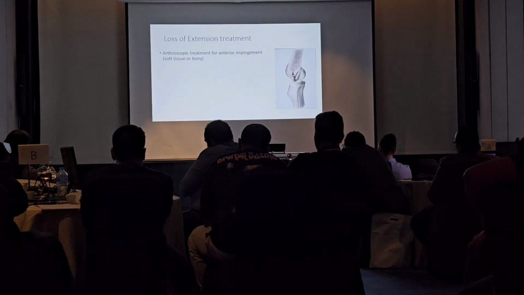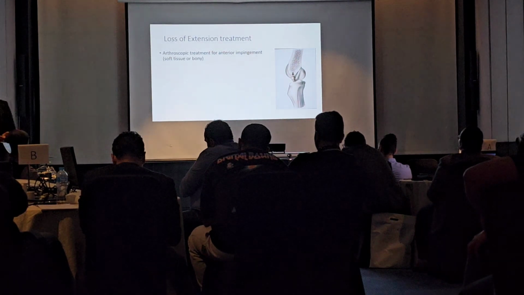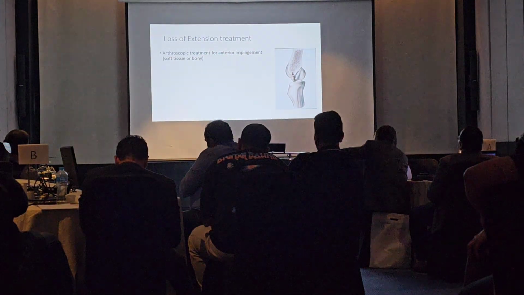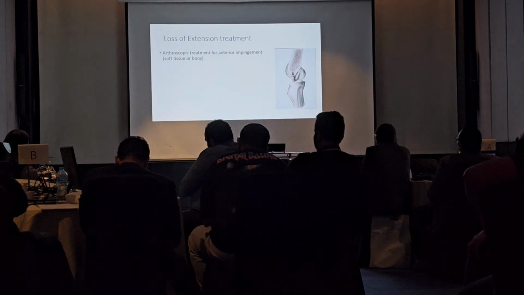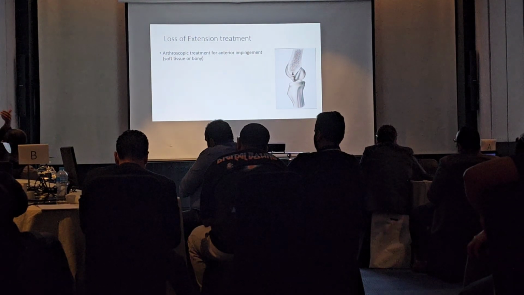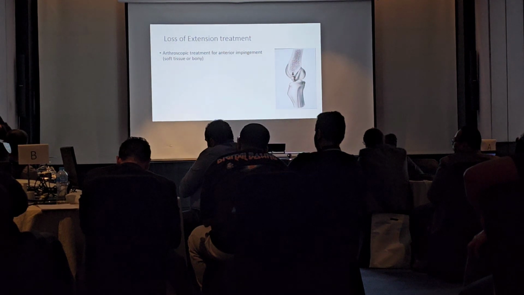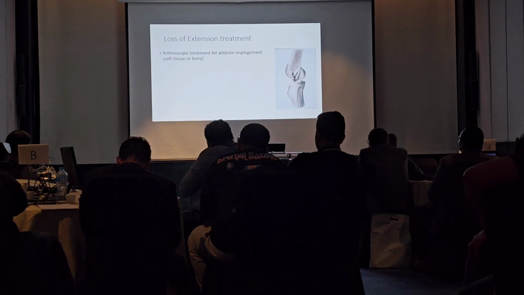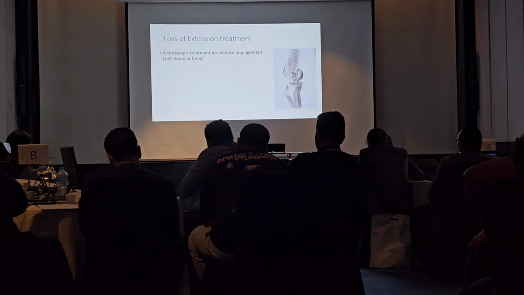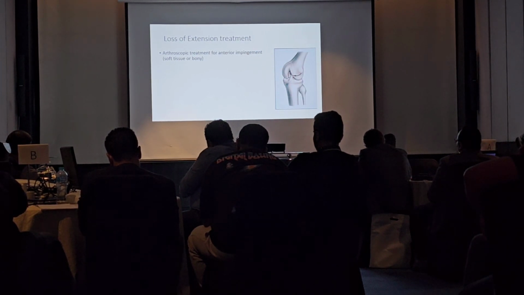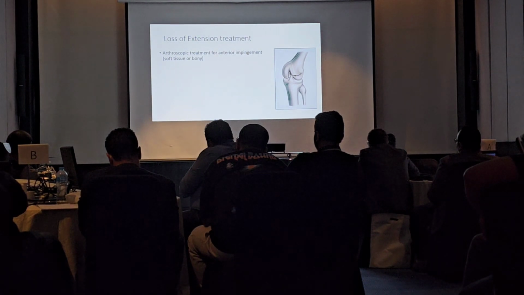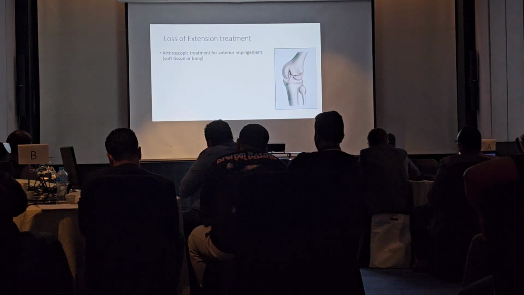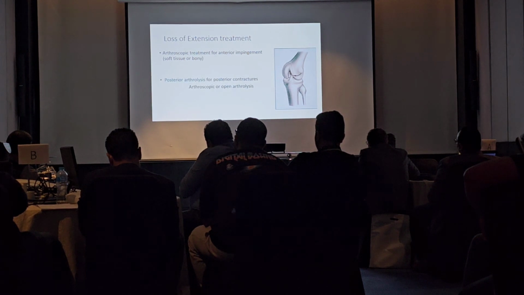Now, what to do when you have extension loss? So again, we have to diagnose the cause. And for any extension loss, you have to treat impingement before doing arthrolysis. So first, you look if there is cyclops or soft tissue impingement, or if there is osteophyte impingement, or any osteophyte in the notch. So notch impingement is relatively common in our practice. So you have to deal with that before going to do posterior arthrolysis.